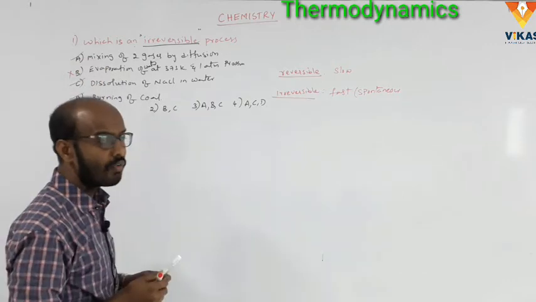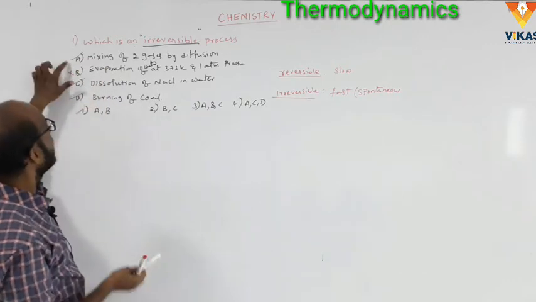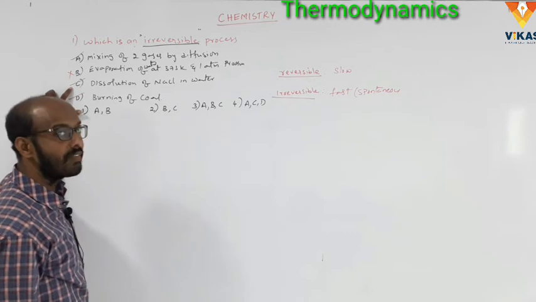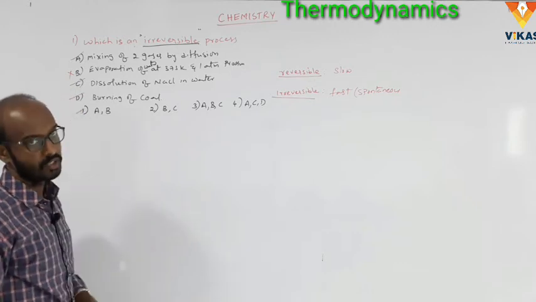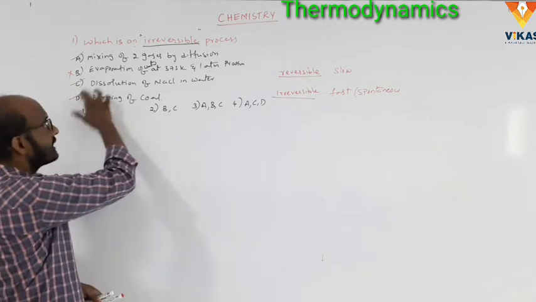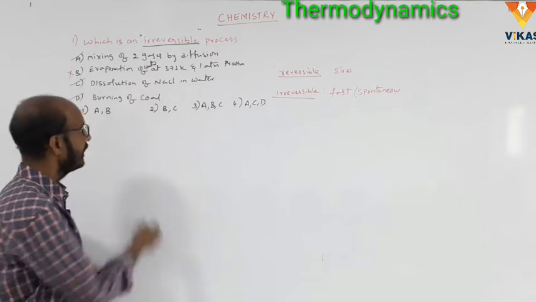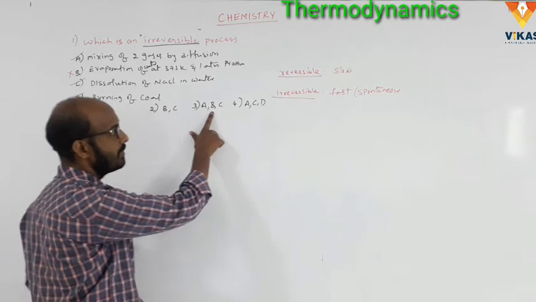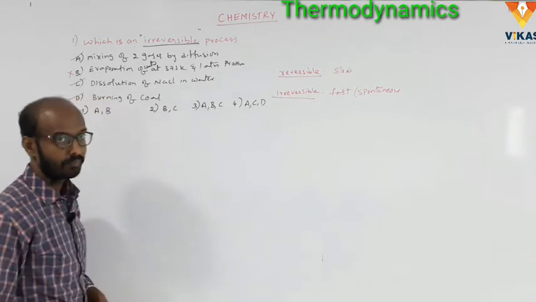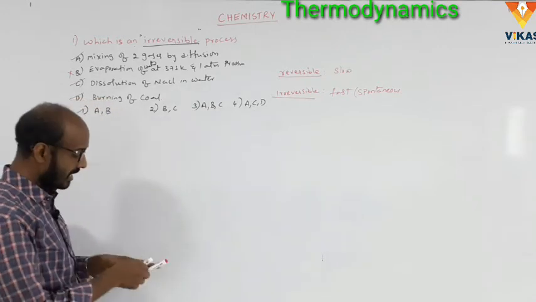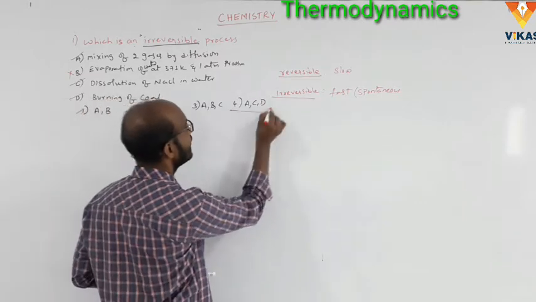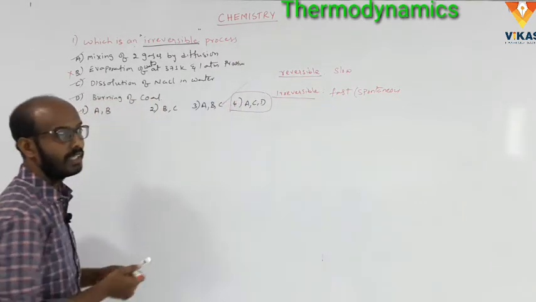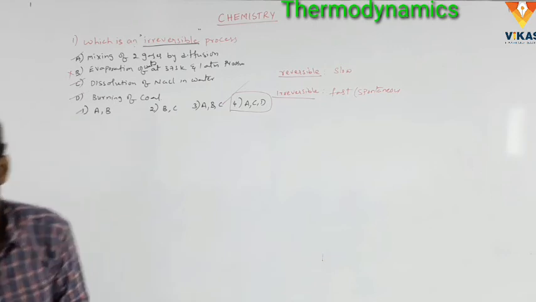Among these four options, A is irreversible, C is irreversible, and D is also irreversible. Here A, C, D is the irreversible process. One is AB, two is BC, third one is ABC, and fourth one is ACD. Among these four, which one is correct? The fourth option is correct, that is ACD. Clear? Okay, thank you. Next one.